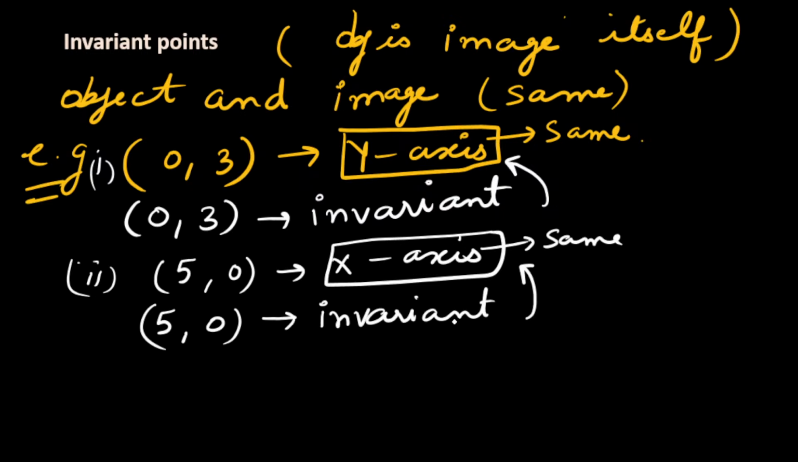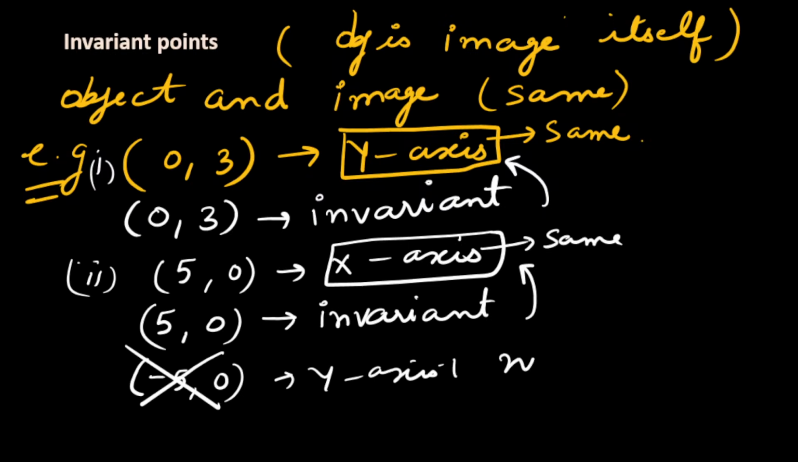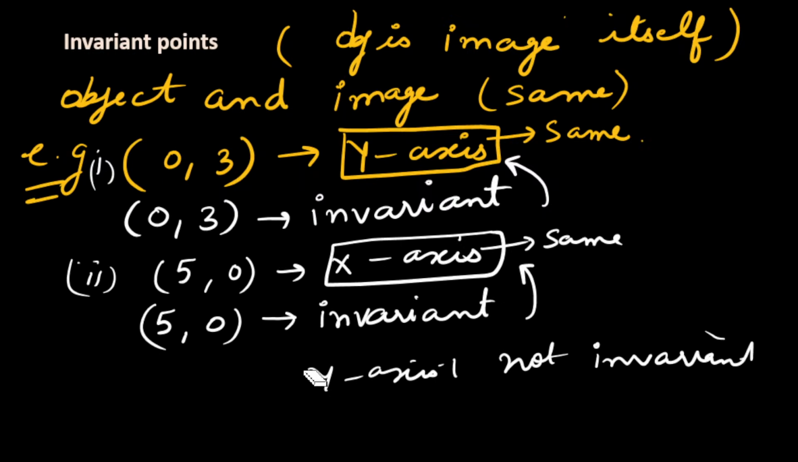Only in this particular case is it invariant. If you do its reflection in the y-axis, this will be (-5, 0). So in that case, it is not invariant. When you are doing its reflection in the y-axis, it is not invariant. So invariant points exist only under a particular condition.